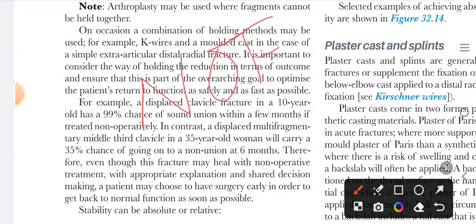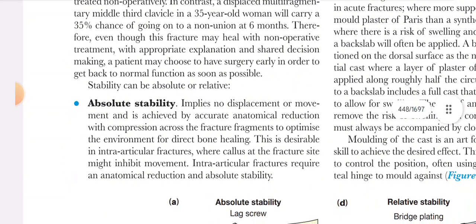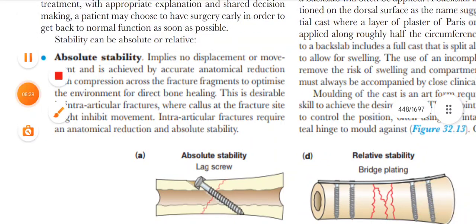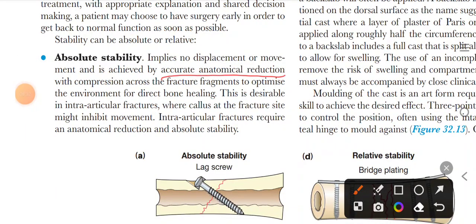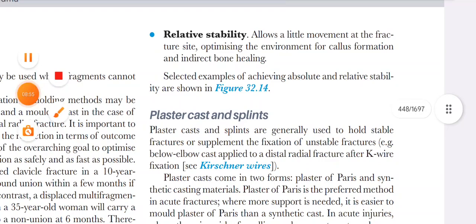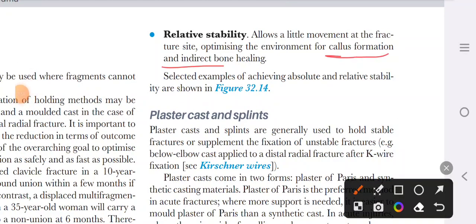We have already discussed the concept of absolute versus relative stability. For a quick recap, absolute stability is when there is 100% accurate anatomic reduction with compression across the fracture, allowing no micro movements, setting the environment perfect for primary bone healing without callus formation. This method is desirable especially for intra-articular fractures where callus may interfere with joint movements. And relative stability allows micro movements at fracture site, thus callus forms and indirect bone healing occurs.